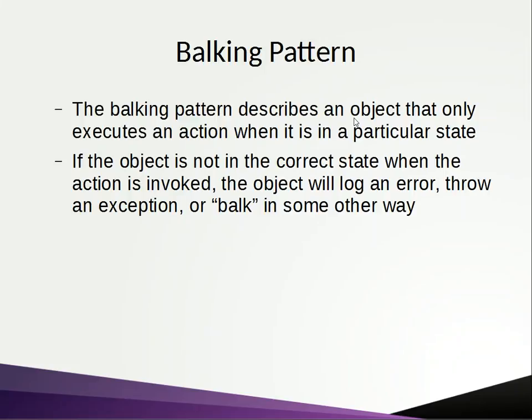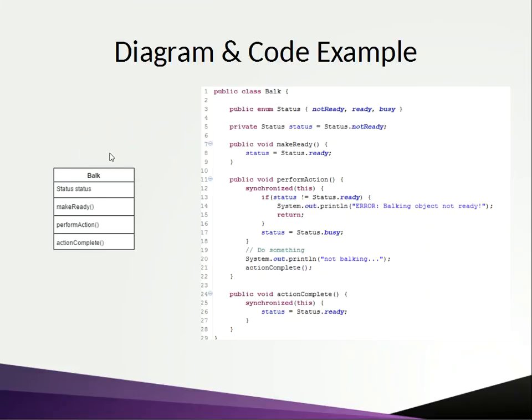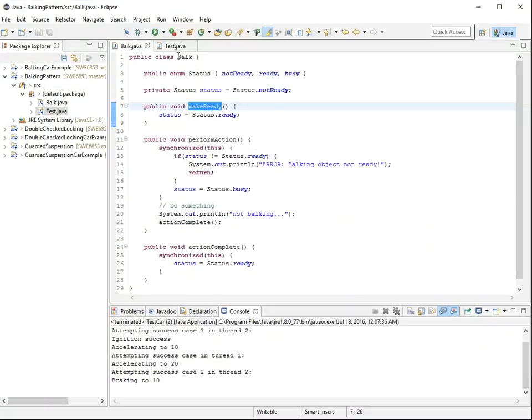If the object is not in the correct state when the action is invoked, the object will log an error, throw an exception, or balk in some other way to indicate that this happened. So let's take a quick look at a diagram here. Not much going on, just one class, a state variable, a few methods. I think if we look at the code, it'll be a little bit more descriptive. So pop up Eclipse here.